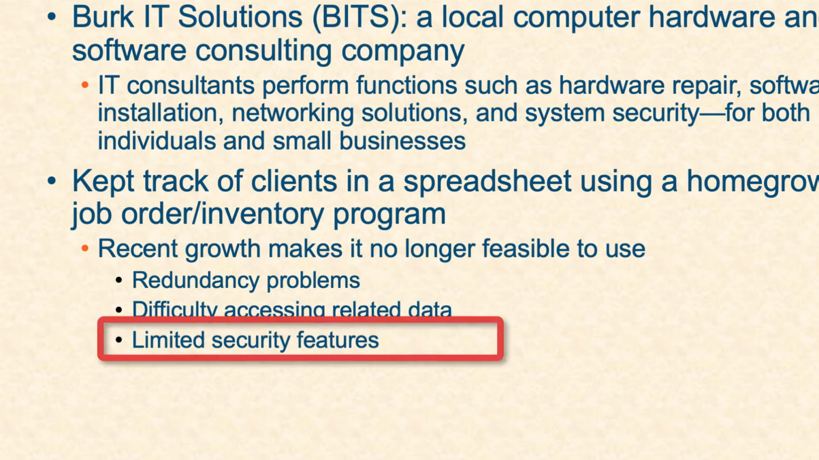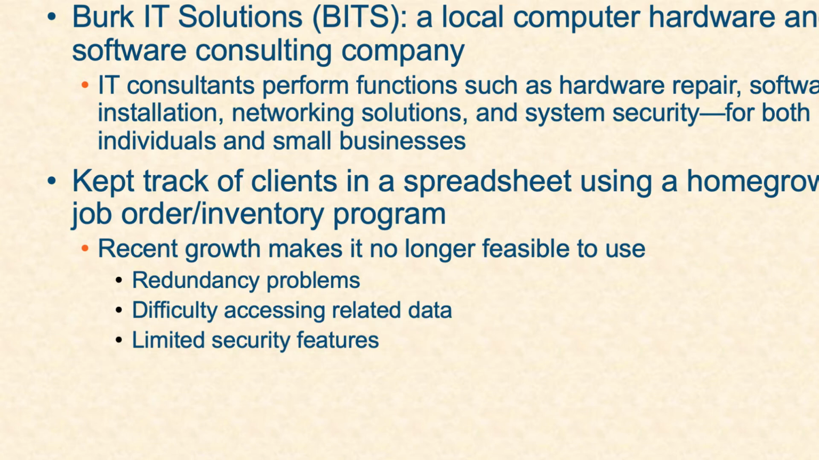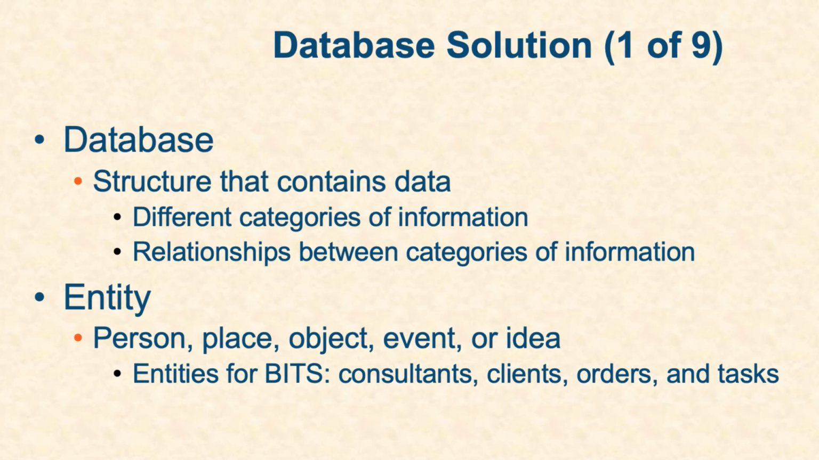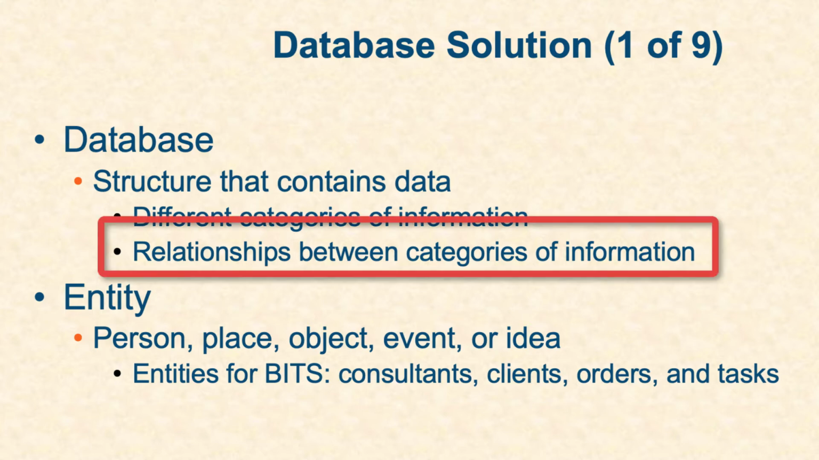And also the security features. There's less security features in Excel than there would be in Access or in a web-based database system or a more secure relational database management system. They bring up some terminology, and this is simple terminology, a database, a structure that contains data. That makes sense. It also mentions there's relationships between categories of information. That indicates it's a relational database with different categories.